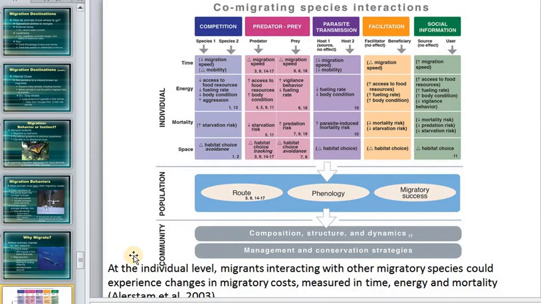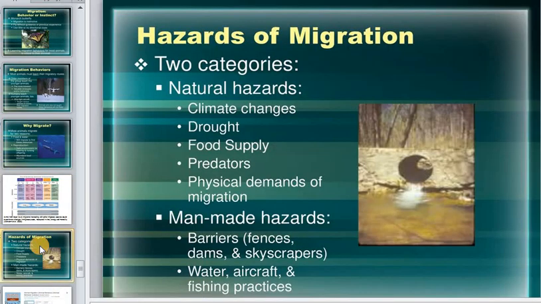Sometimes animals migrate together. At the individual level, migrants interacting with other migrating species could experience changes in migratory cost, even at the same time. It's a new theory about migration. Some species migrate together.